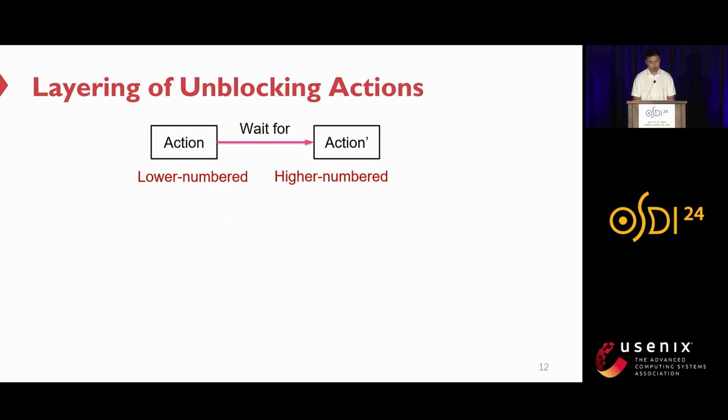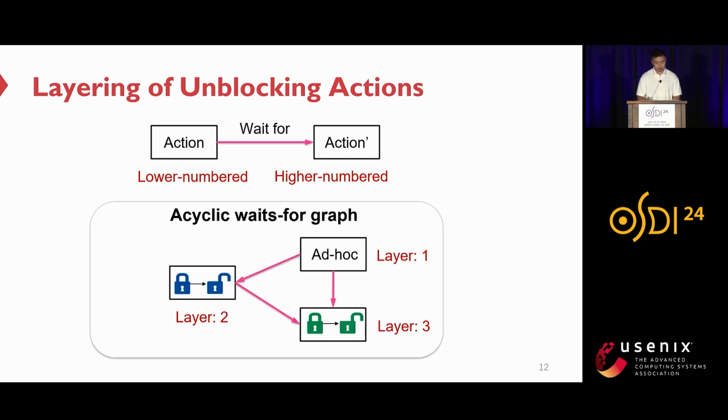To formally capture cyclicity, we require users of our framework to layer the unblocking actions in their system, such that an action waits for only a higher numbered one. For instance, for the following wasteful graph, one may leverage the topological order to assign layers.